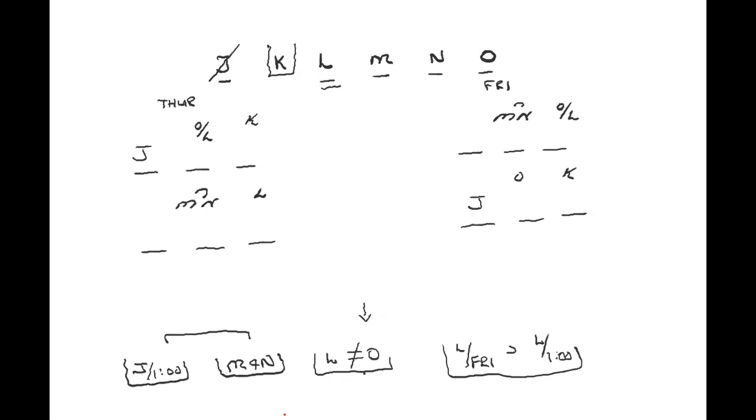Can J and O, can they get together? And the answer is they can. So that's not the answer because you're looking for who cannot. K and L, yes, they can get together. So that's not the answer.